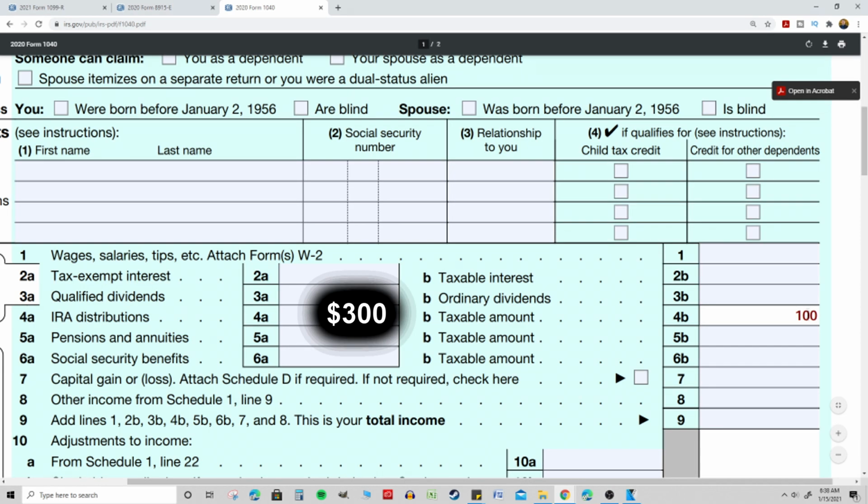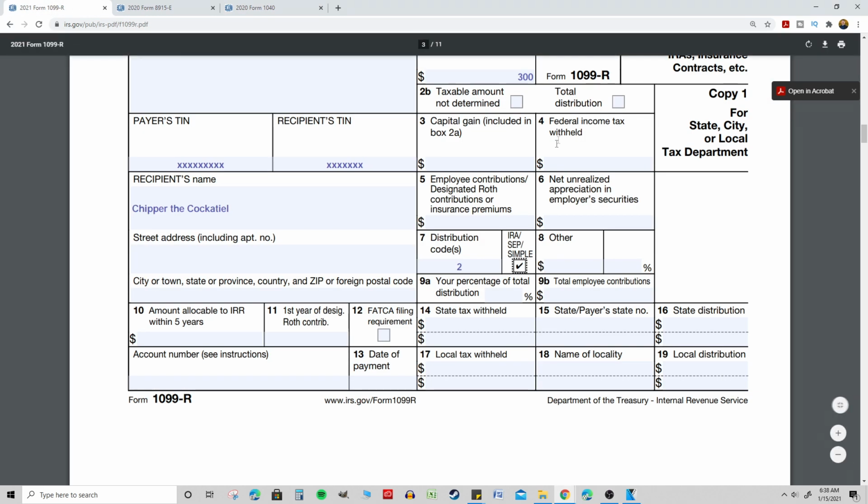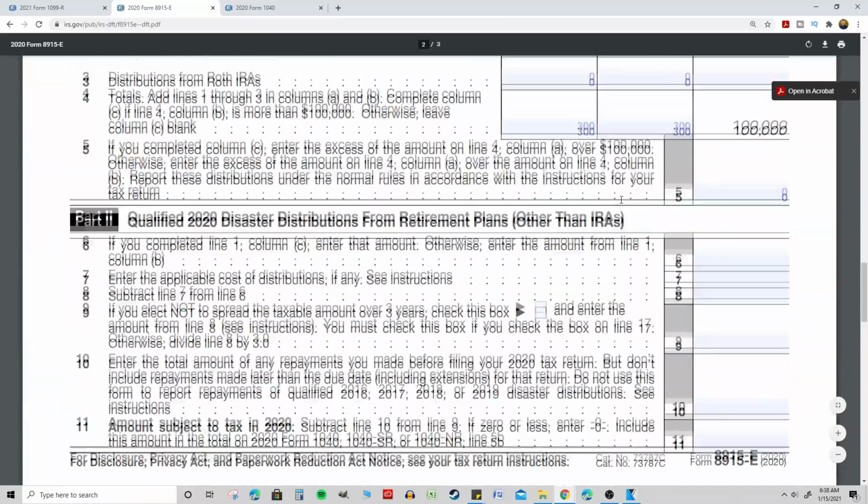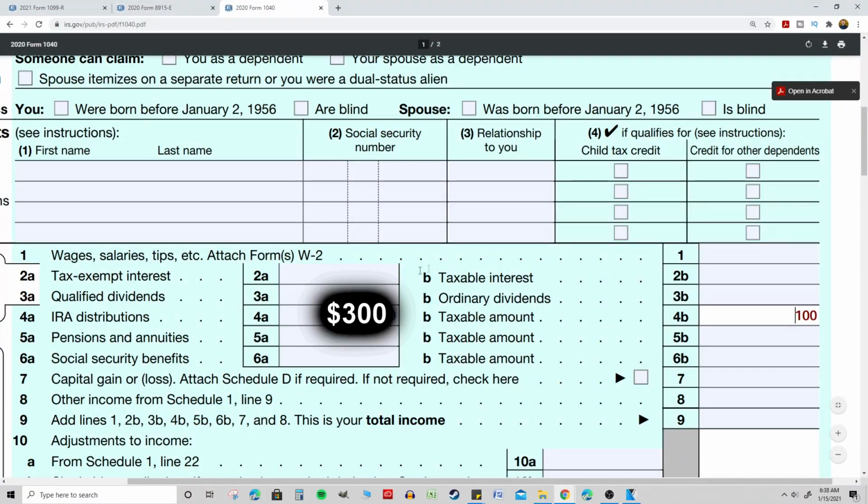Whoops, sorry about that, guys. I think I misspoke. So line 4A, I actually expect that to show as $300, which is the total distributions, whereas the taxable amount of distributions on 4B is only $100. Sorry for the confusion. And that's where this ends up getting reported. So that's how it flows, guys. It goes from here to filling out this form with your 1099-R, and eventually to the 1040 page 1 lines 4A and 4B.